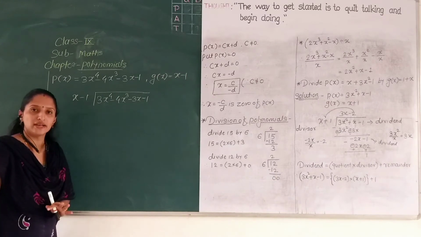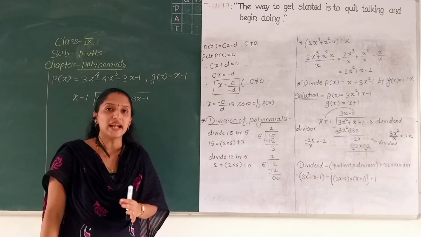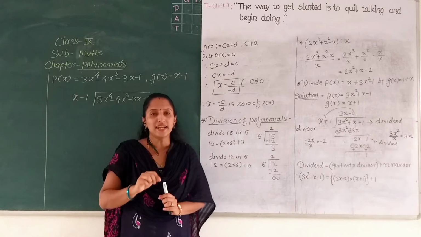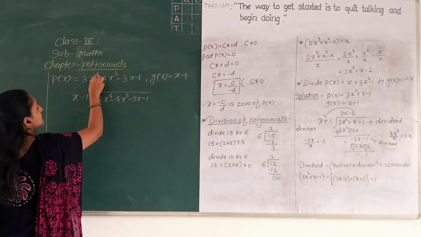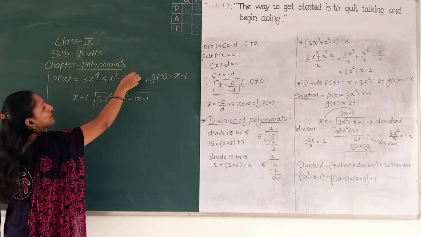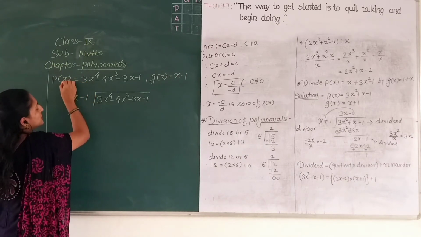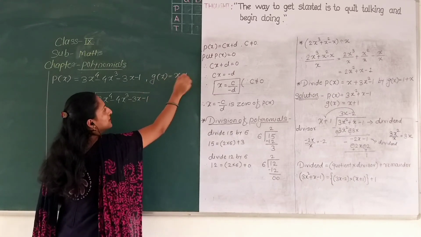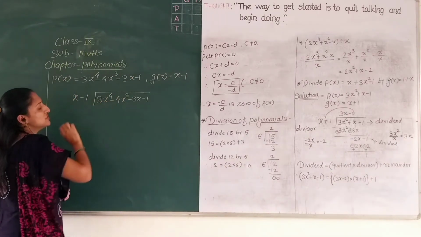So first check, are p of x and g of x in standard form? Standard form means they are in order of powers of x. Look here. In p of x, x raised to 4, then x raised to 3, then x raised to 1 and the constant. That means p of x is in standard form. Also g of x is equal to x minus 1. It is also in standard form. Okay, so we can divide p of x by g of x.